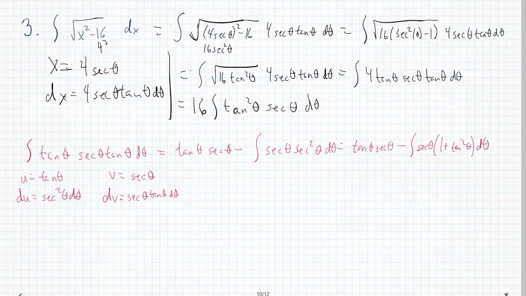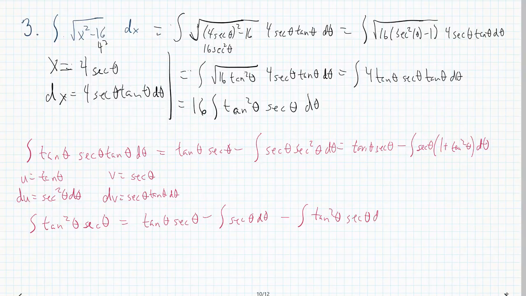So at the end of the day, we get that this, however crazy it looks, I'll condense it back to what we had recently. The integral of tangent squared theta secant theta should equal tangent theta secant theta minus the integral of secant theta d theta, and then minus the integral of secant theta times tangent squared theta. Well, multiplication we can write in any order that we want since they're multiplied. So that's tangent squared theta secant theta d theta.